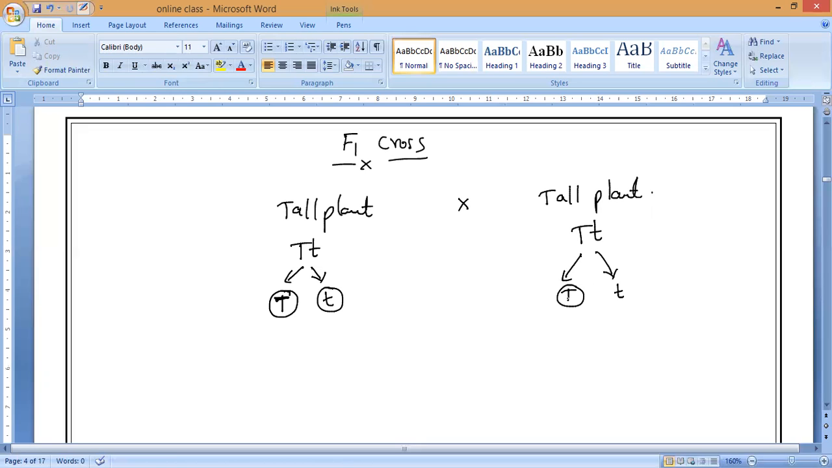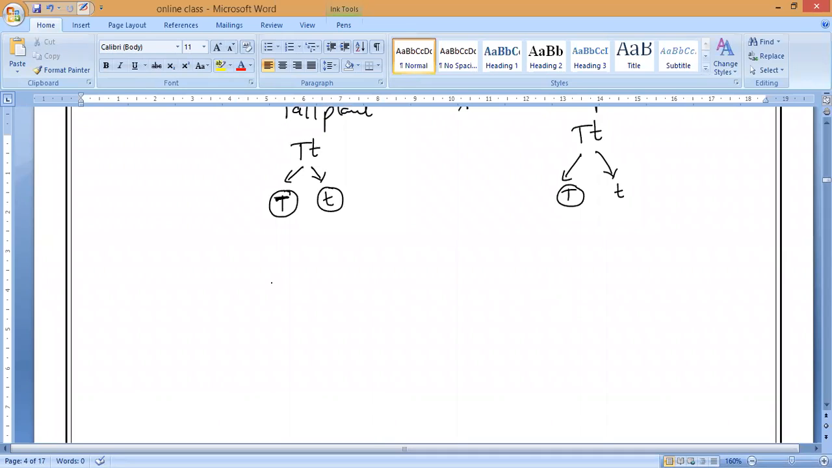What is this called? Gametes. So those separating factors we used to call gametes. Now they are going to cross during fertilization. During fertilization, when they cross, we get the F2 generation genotype and F2 generation phenotype. So we have to write the F2 generation genotype and phenotype.